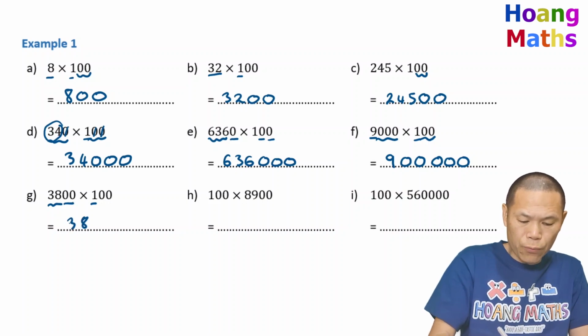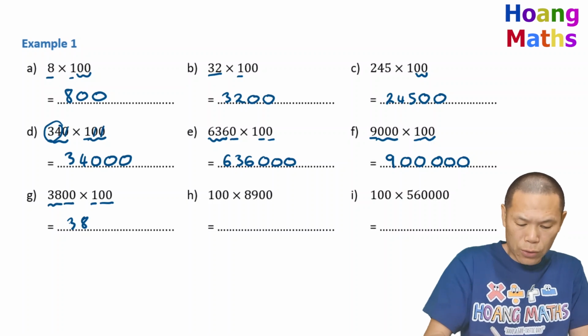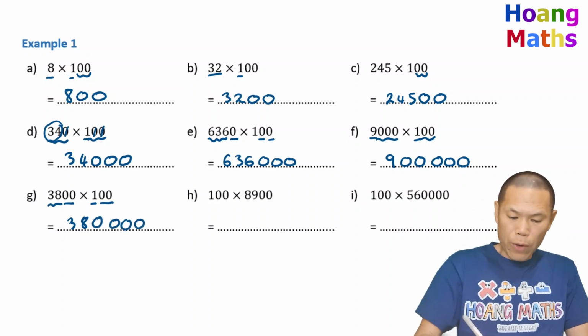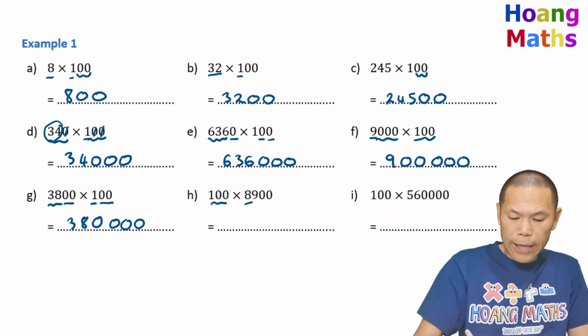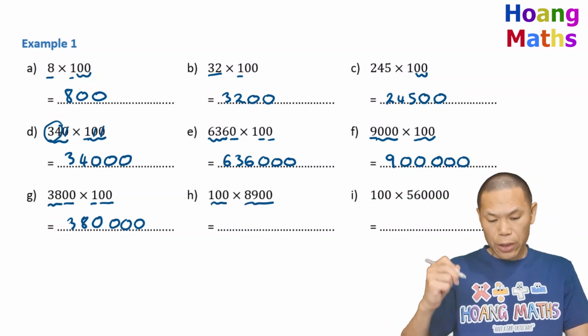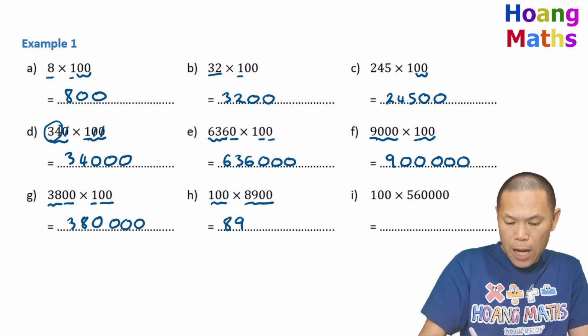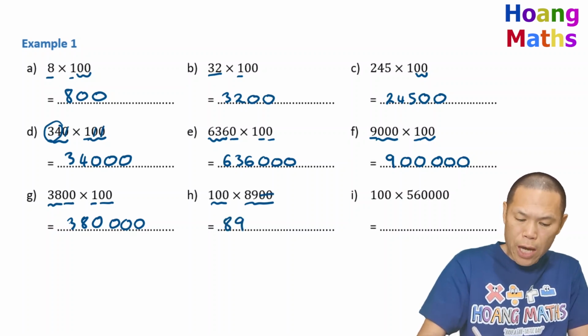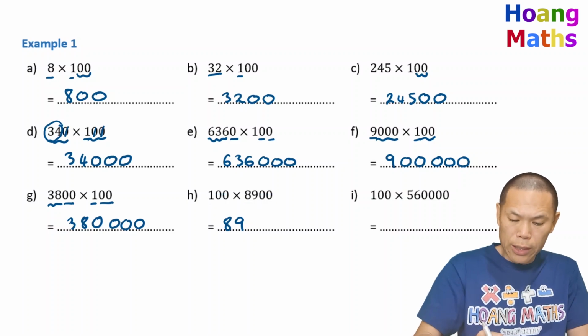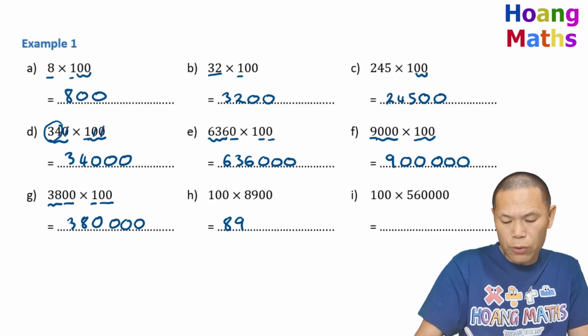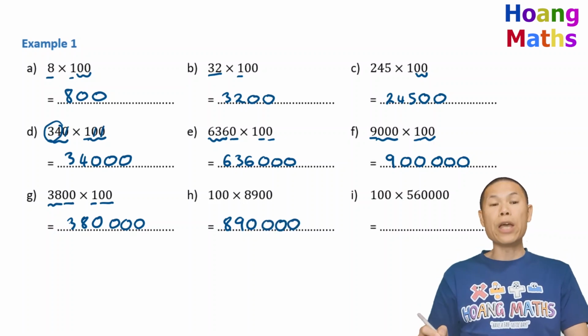And then we have 240. We just write 40 down. So there you go. And we have 100 times 8,900. So 1 times 89 is 89. And we have 2 zeros here and another 2. So that is 4 zeros all together. So we just write that down. So there you go.